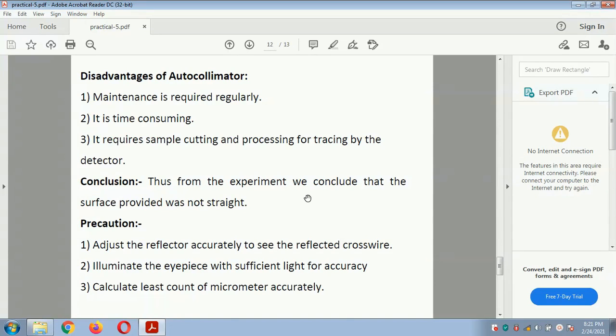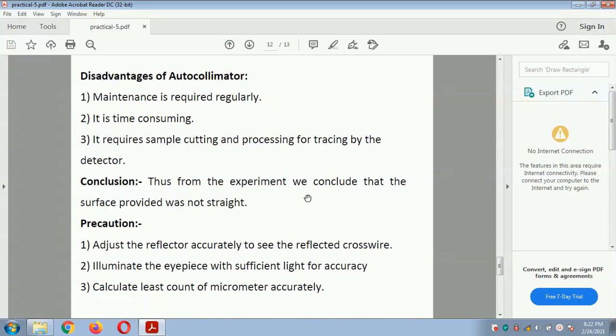The conclusion of this experiment is that we are provided a straight surface, and with the tilting of that surface we get an angle of twice the tilted angle.